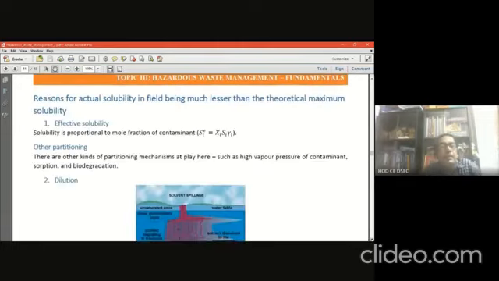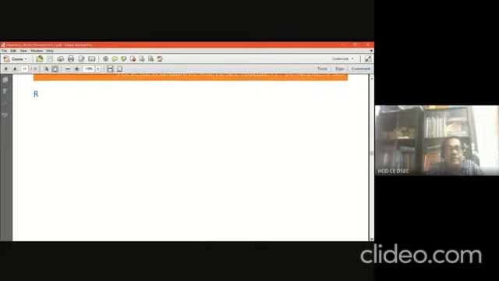Now, it is very vital to understand the reason for actual solubility in the field being much lesser than the theoretical maximum solubility. Effective solubility is proportional to the mole fraction of contaminants. So, the more the mole fraction, the more the solubility; the less the mole fraction, the less the solubility. Now, there are other kinds of partitioning mechanisms at play here, such as high vapor pressure of contaminants, absorption, and biodegradation.